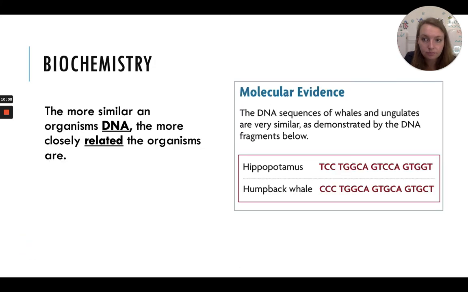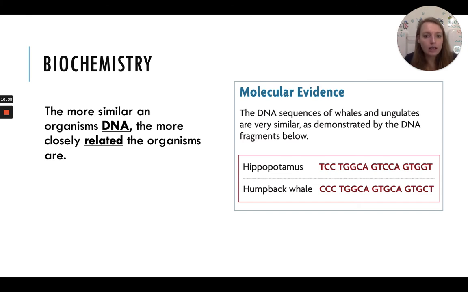All right, so here's another line of evidence for the theory of evolution, and that's biochemistry, all right? And so when we're talking about biochemistry, we are talking about the DNA of organisms. And so organisms that are closely related have similar DNA or similar strands or sequences of their DNA.